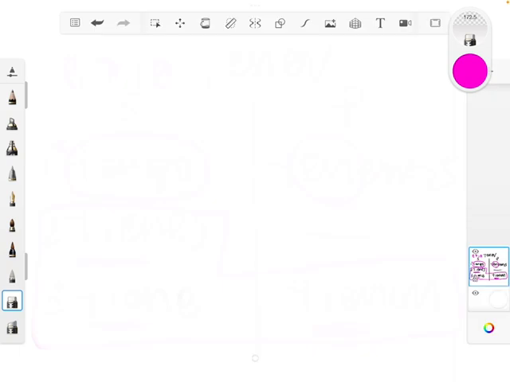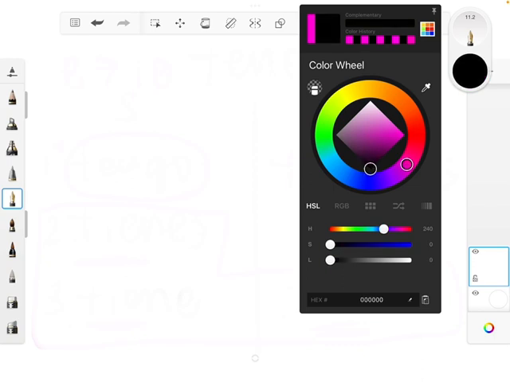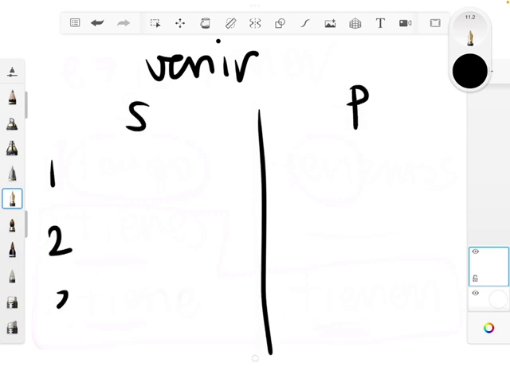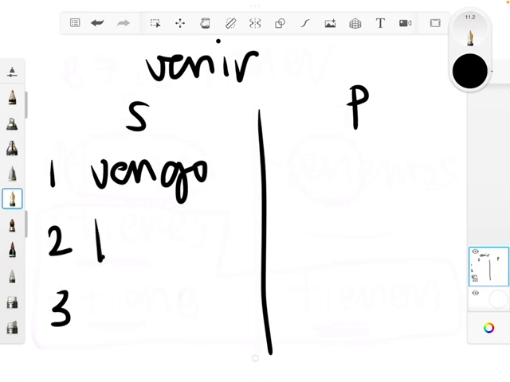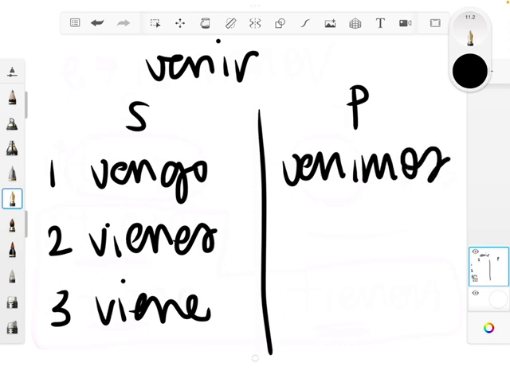We have a very similar pattern for venir. So we have venir. Yo vengo, tú vienes, él viene, nosotros venimos, and ellos vienen.